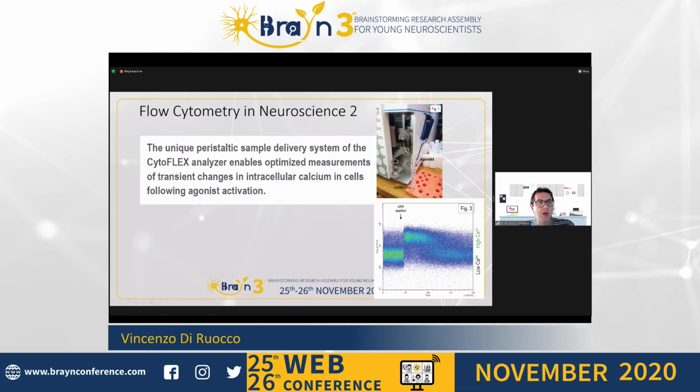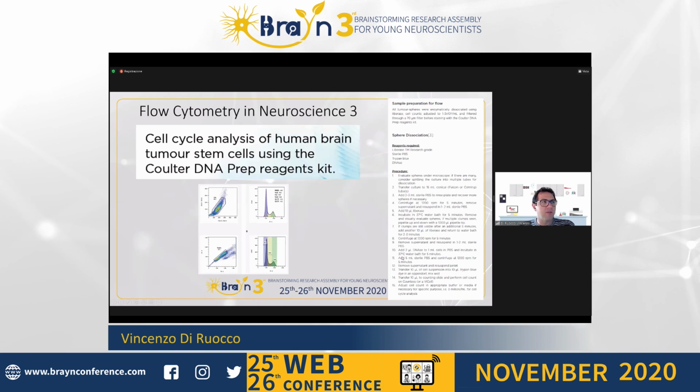This is possible because there is no compressor, and the tube is actually external to the system. So I can constantly mix my cells, or in this case, I can drop the agonist directly into the tube while the system is acquiring the cells. That's why I see this shift in fluorescence in really a few seconds. And this is a pretty unique feature for a Cytoflex.